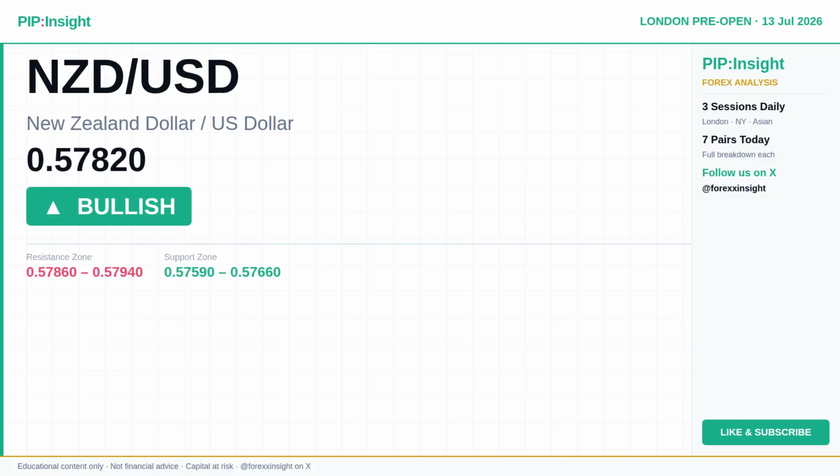Kiwi dollar. The chart is showing bullish structure on this session. The 4-hour trend is to the upside and the 1 hour is also pointing higher. Resistance is marked between 0.5786 and 0.5794. Support is marked between 0.5759 and 0.5766. Here is the full chart breakdown.